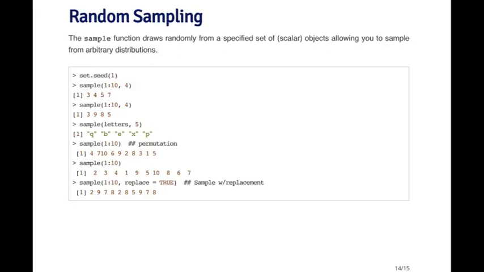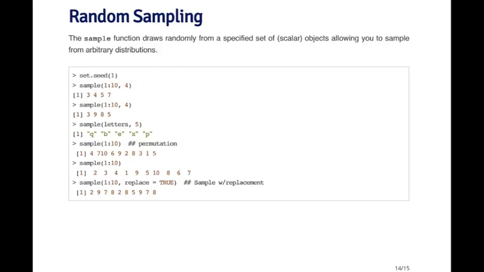So here, for example, I'm going to sample from the integers 1 to 10. So I pass it the vector of integers 1 through 10, and I tell it that I want to sample randomly 4 of them without replacement. I'm just choosing 4 random entries from 1 to 10, and here I get 3, 4, 5, 7. If I do it again, I'll get 3, 9, 8, 5. So in this example, I won't get repeated numbers because I'm not sampling with replacement.